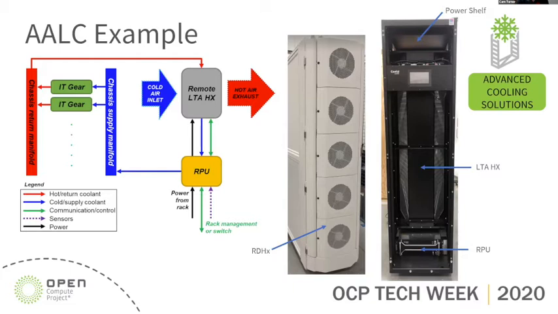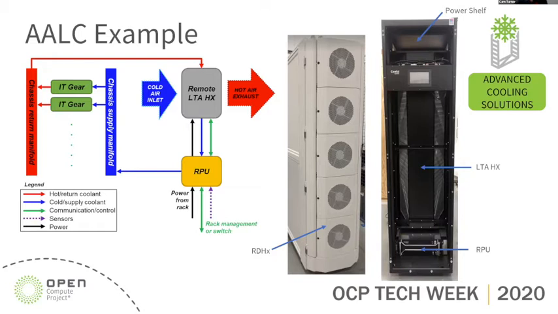Let's go through a quick example just to show how AALC works on the block diagram on the left. Starting at the IT gear, we supply warm water, so this is above ambient air temperature coolant, and that travels through the cold plates, capturing the heat from the IT gear. The coolant from each node is then combined in the return manifold and transported using tubing to the remote liquid to air heat exchanger.